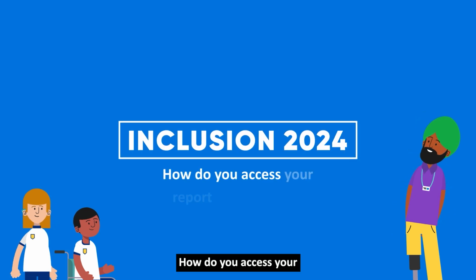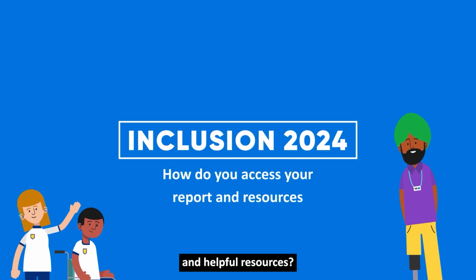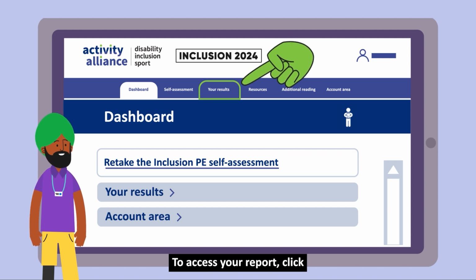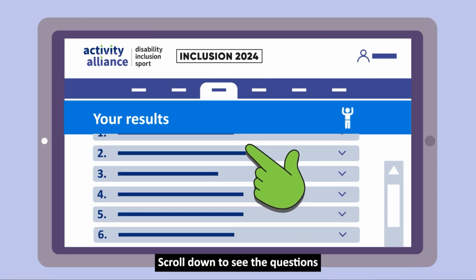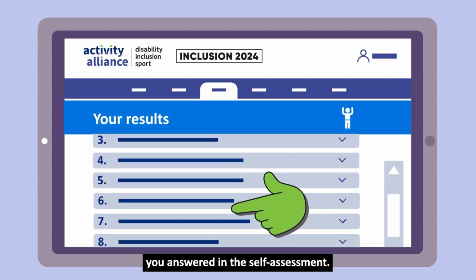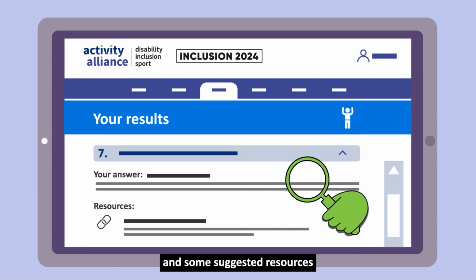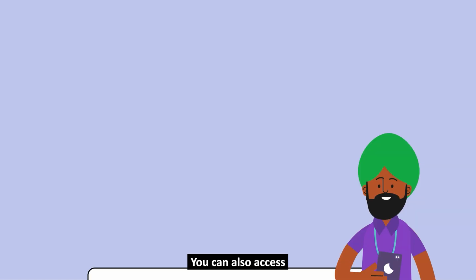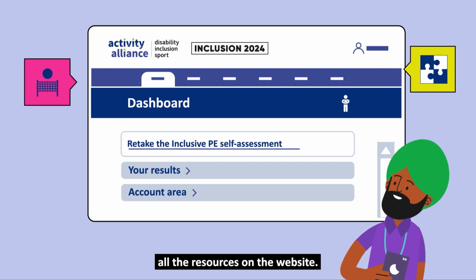How do you access your personalised report and helpful resources? To access your report, click the tab Your Results. Scroll down to see the questions you answered in the self-assessment. Here you can see your answers and some suggested resources based on how you answered each question. You can also access all the resources on the website.